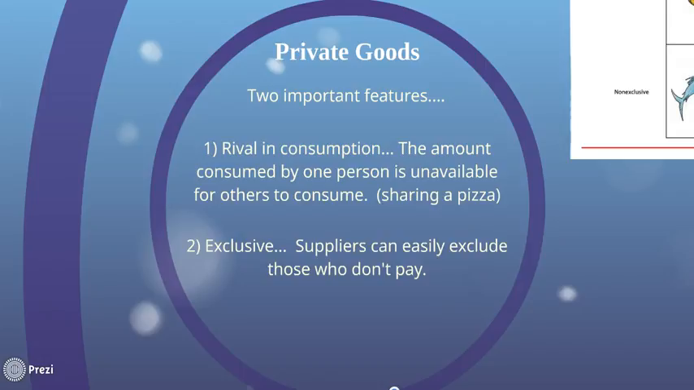So I think of the word rival in sports, and when you are a rival with another team, you fight for the win, right? So private goods are rival, you're fighting for the use of them, and that helps me remember. And then exclusive, suppliers can easily exclude those who don't pay. If you don't have money for the pizza, the Little Caesars will not give it to you, if that makes sense.